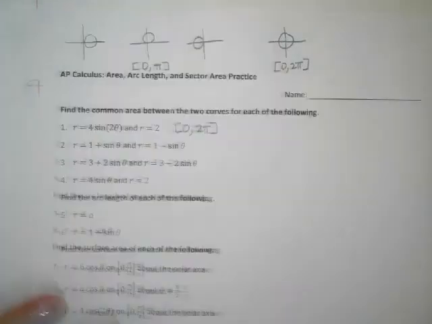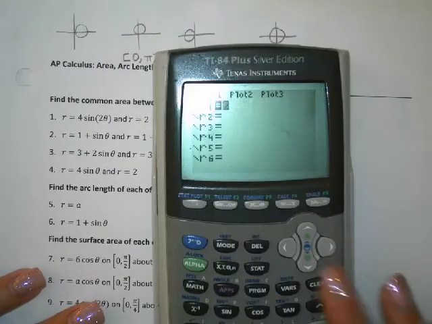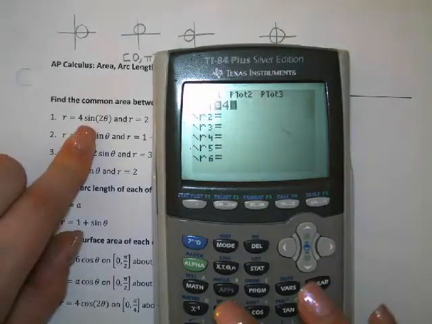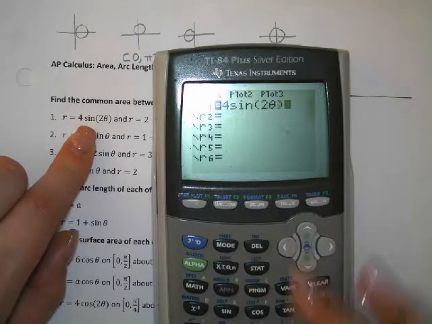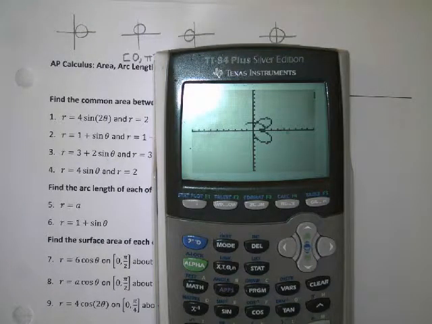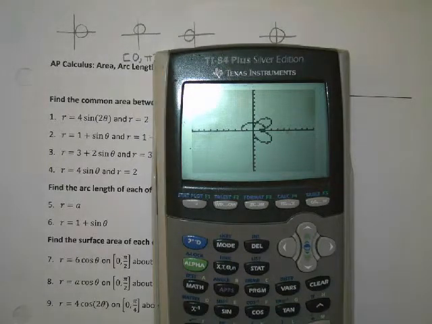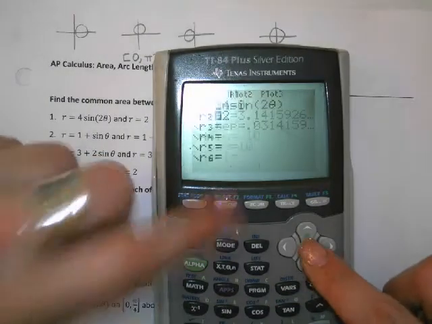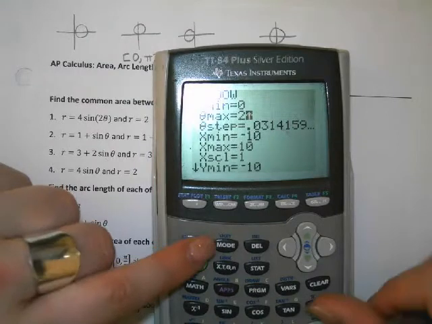All right. So 0 to 2 pi. Okay, so let's go ahead and graph both of these. So we have 4 sine 2 theta, and r equals 2, and we're probably going to want to adjust the intervals to make sure that we zoom in a little bit so we can see everything. Oh, I forgot I said 0 to pi. Change your window back to 2 pi.